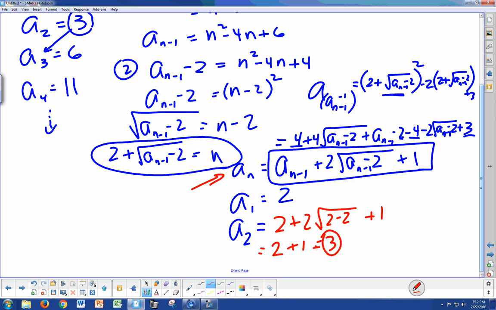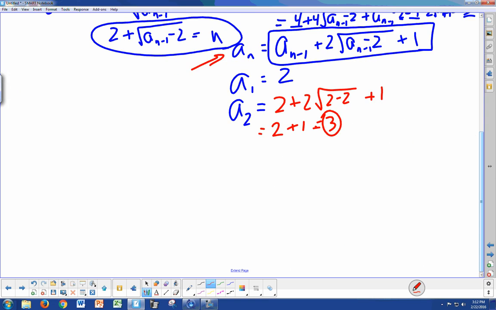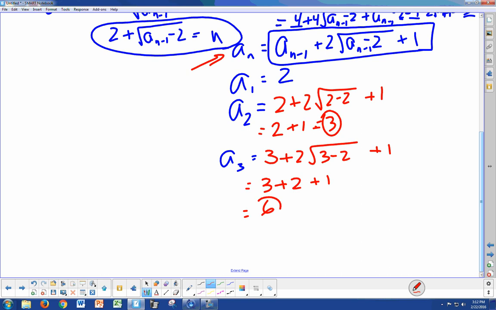Now let's just go one more step to make sure that we can verify that for a sub 3. So we'll work it down for a sub 3, which should be the previous term a sub 2, which is a 3, plus 2 square root of 3 minus 2. And then that's going to end up as a 1. So 3 plus 2 plus 1, which is 6. And so you see that we do have ourselves a nice recursive sequence using just the a sub n minus 1.